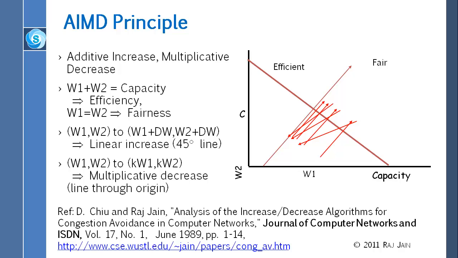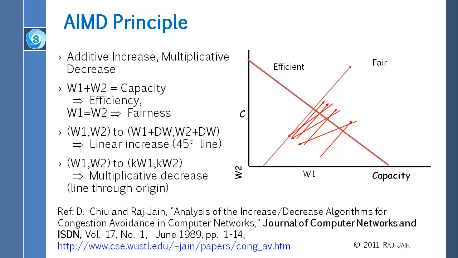So here is one person W1 and here is another person W2. And the total sum, suppose the network can take only 8 packets. So W1 plus W2 equal to 8 is this line. If you send this many packets, then the network is efficient. The network is fully utilized. If you send any less than that, then the network is underutilized. If you send any more than that, then the network is congested. So this is called the efficient line. This one is W1 plus W2 equal to the network buffering capacity.